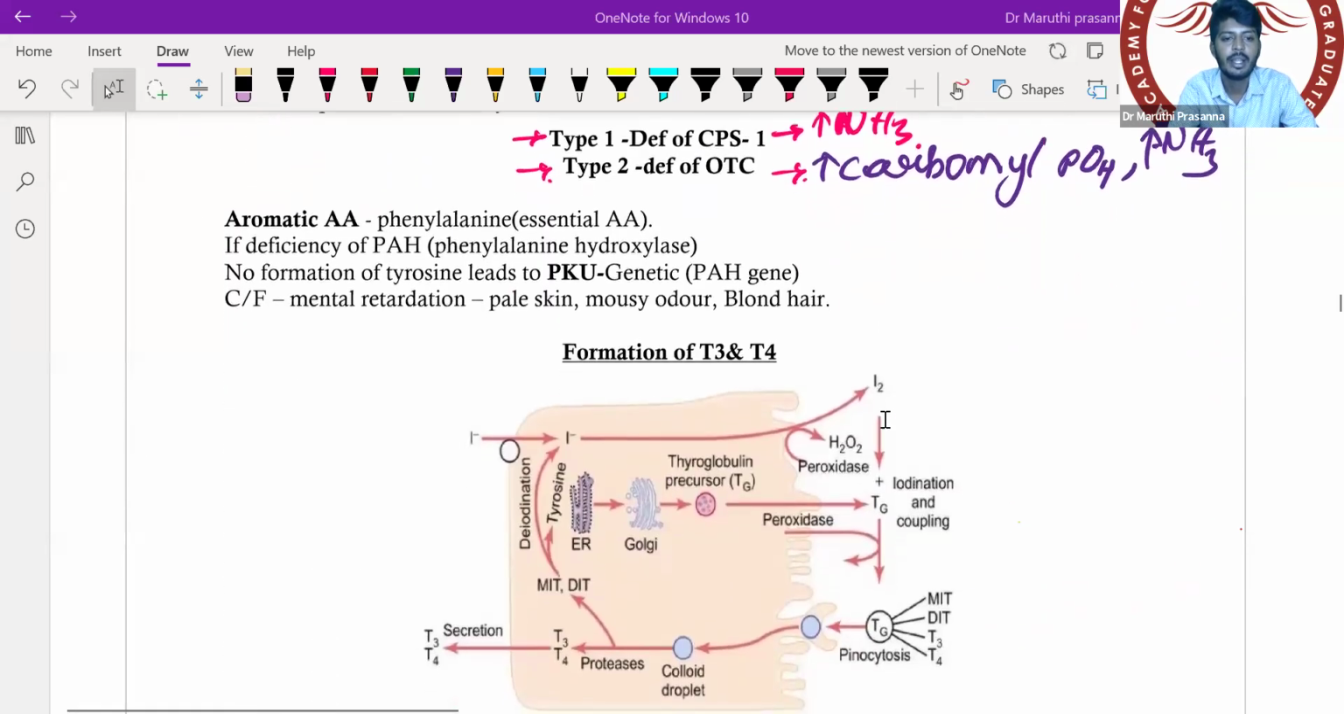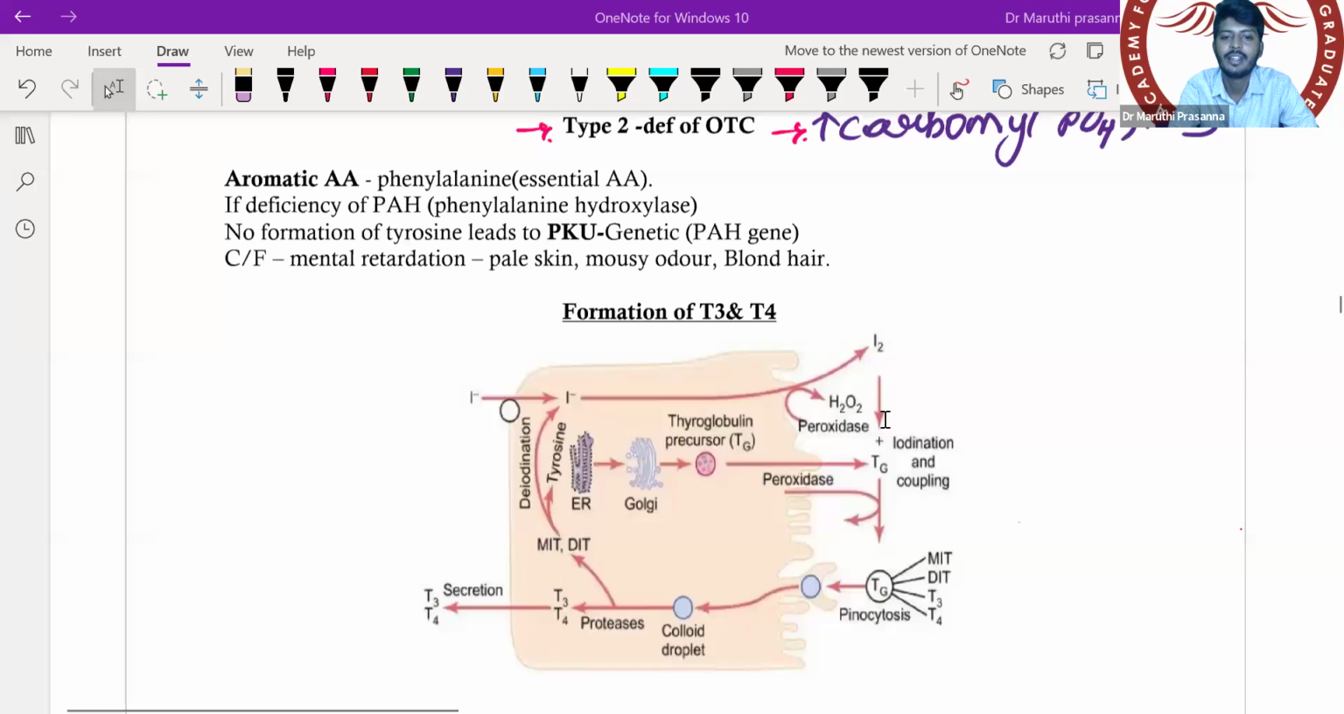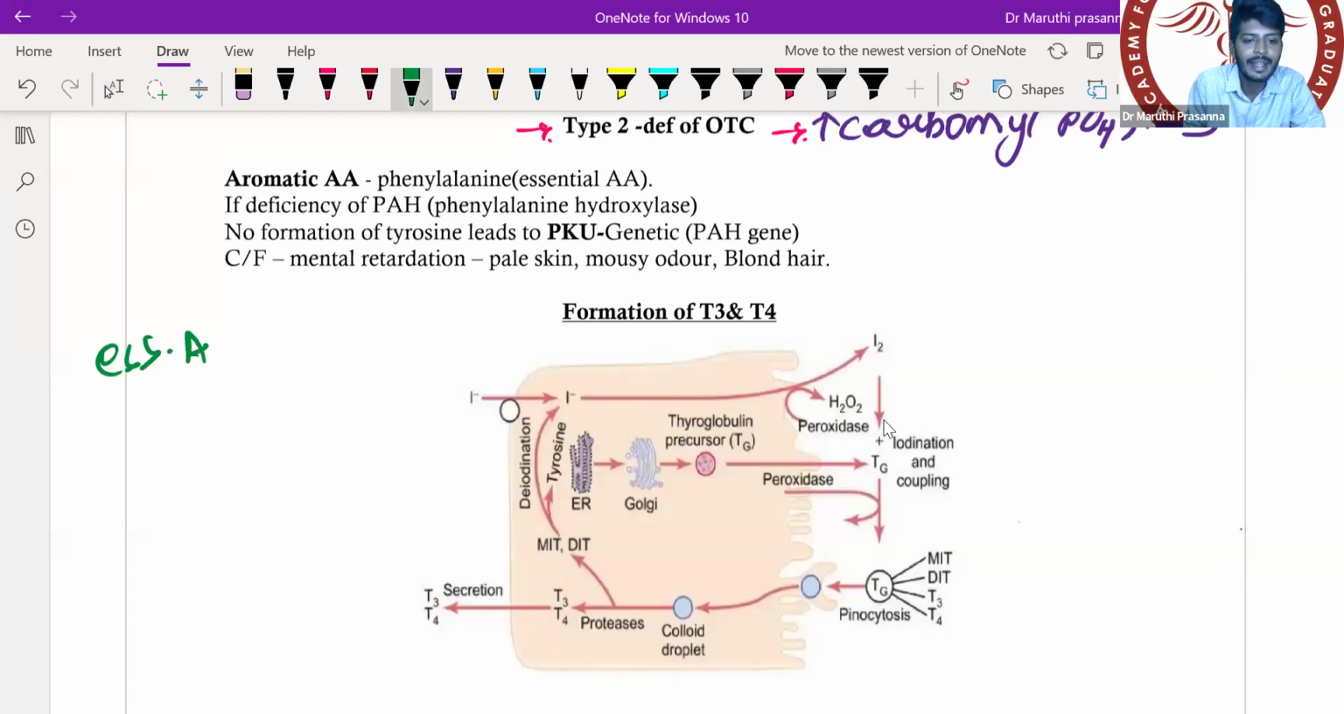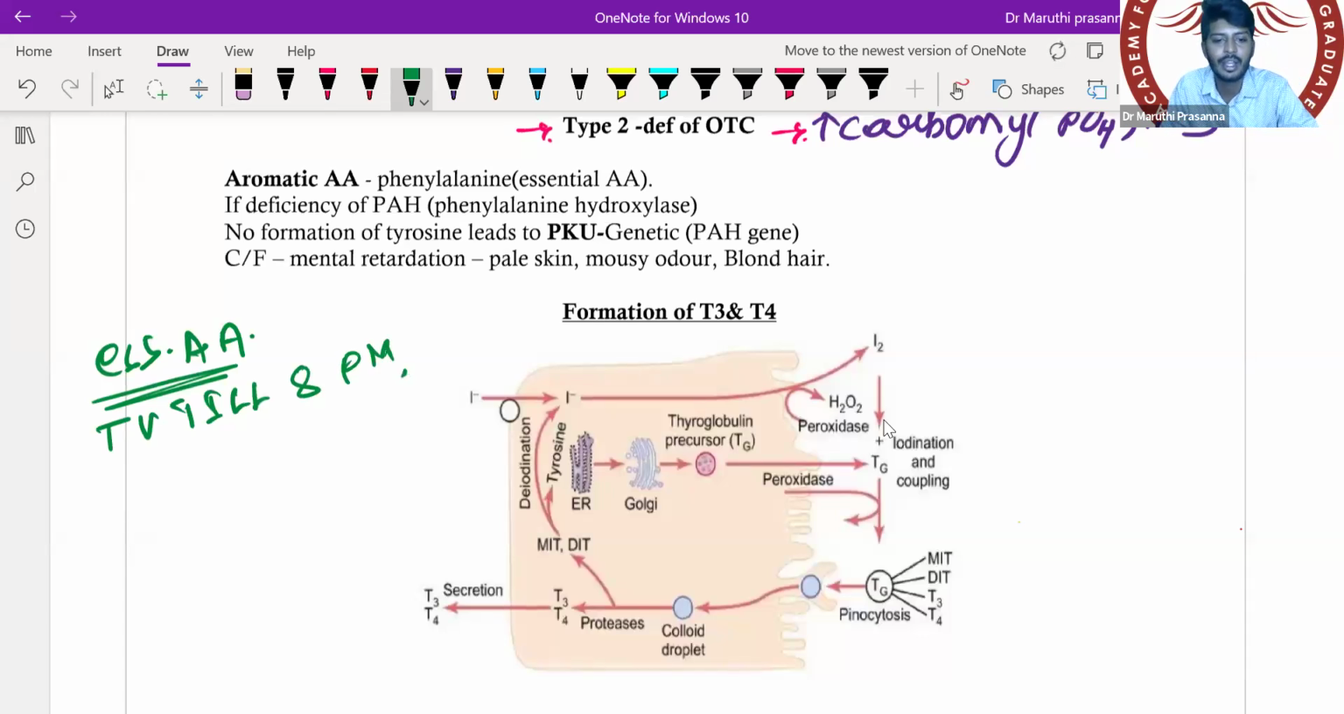So let's go to the next one, the aromatic amino acid, phenylalanine. Phenylalanine is a type of essential amino acid. Which are the essential amino acids? We have the mnemonic TV till 8 p.m. It is not the liquor brand I'm talking about, it is the mnemonic I'm speaking.